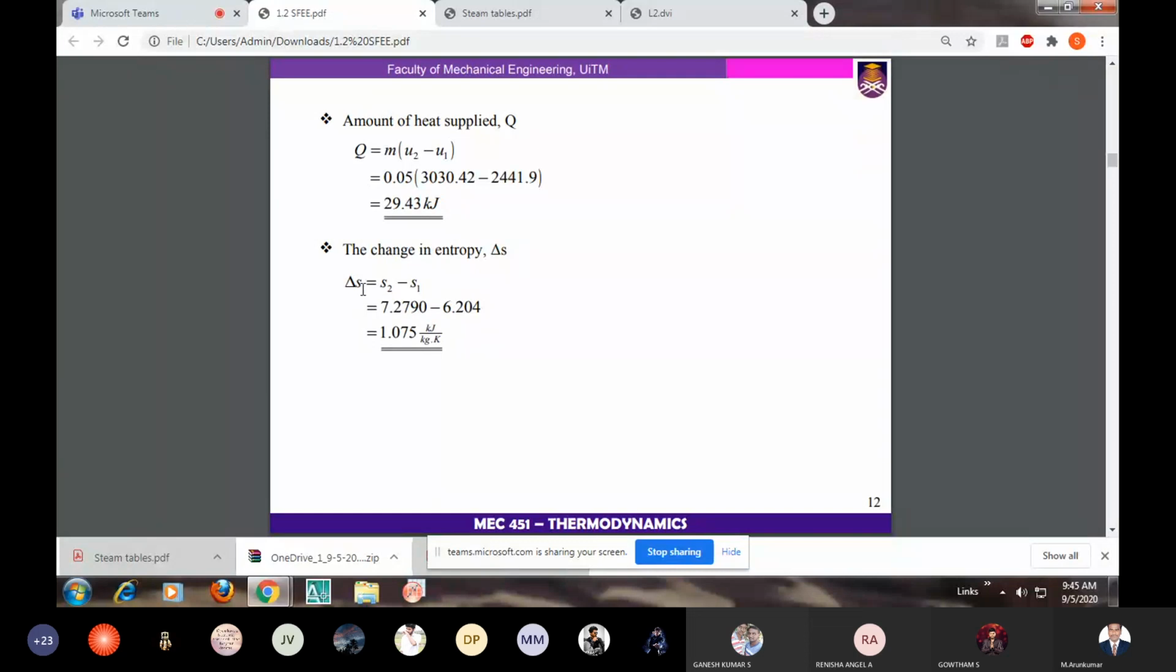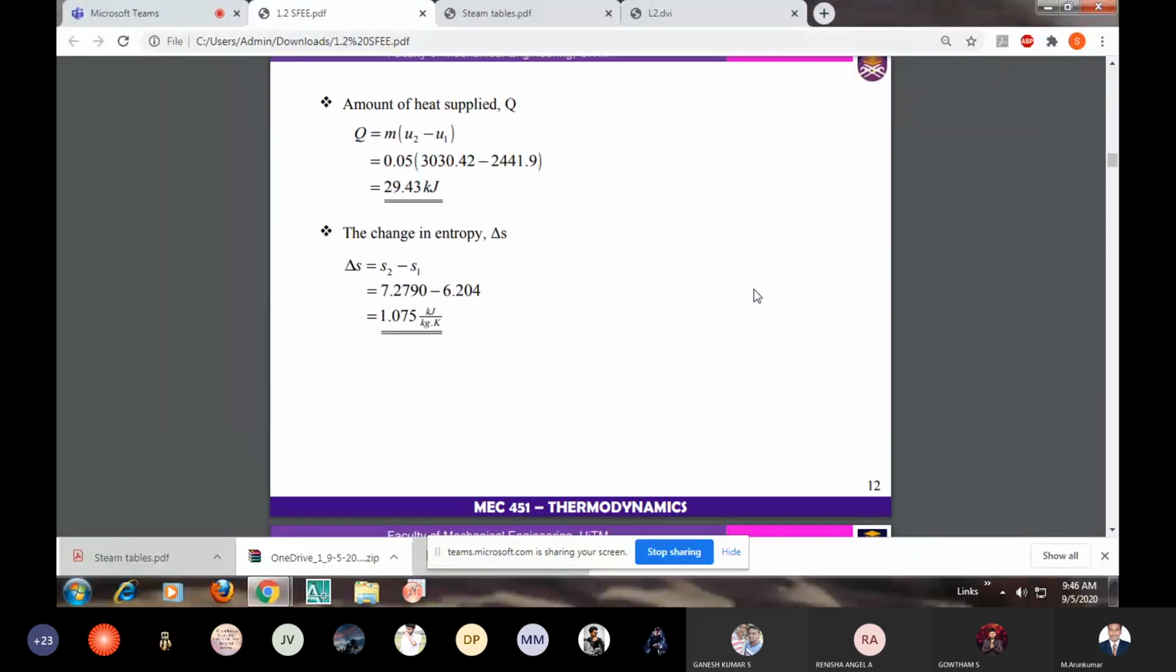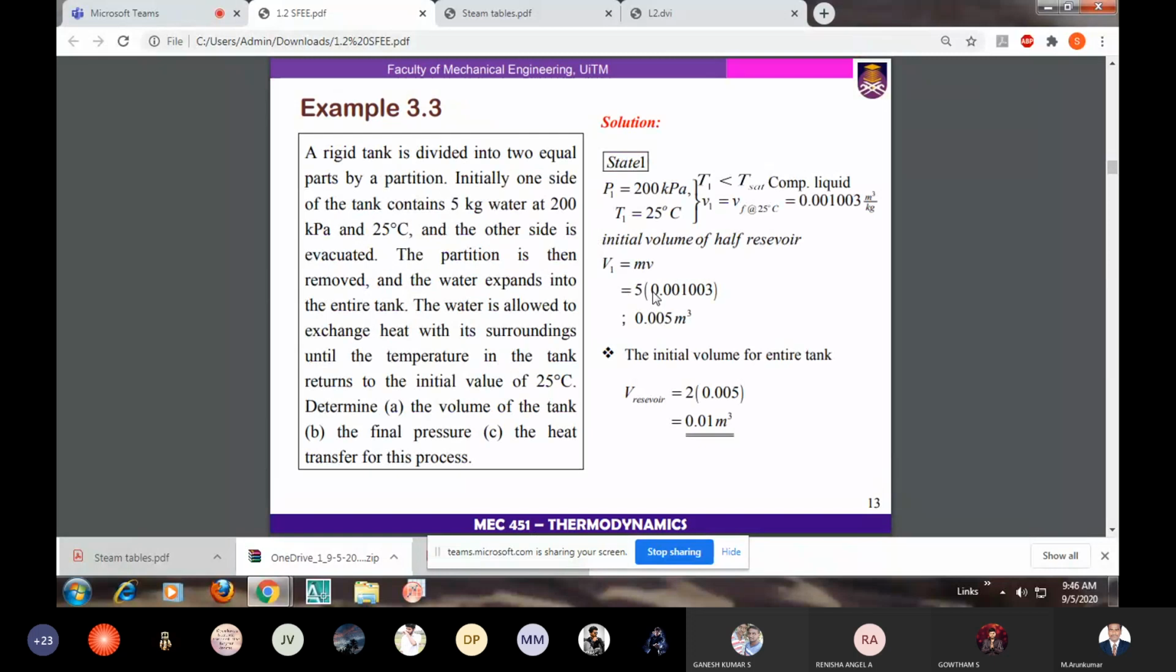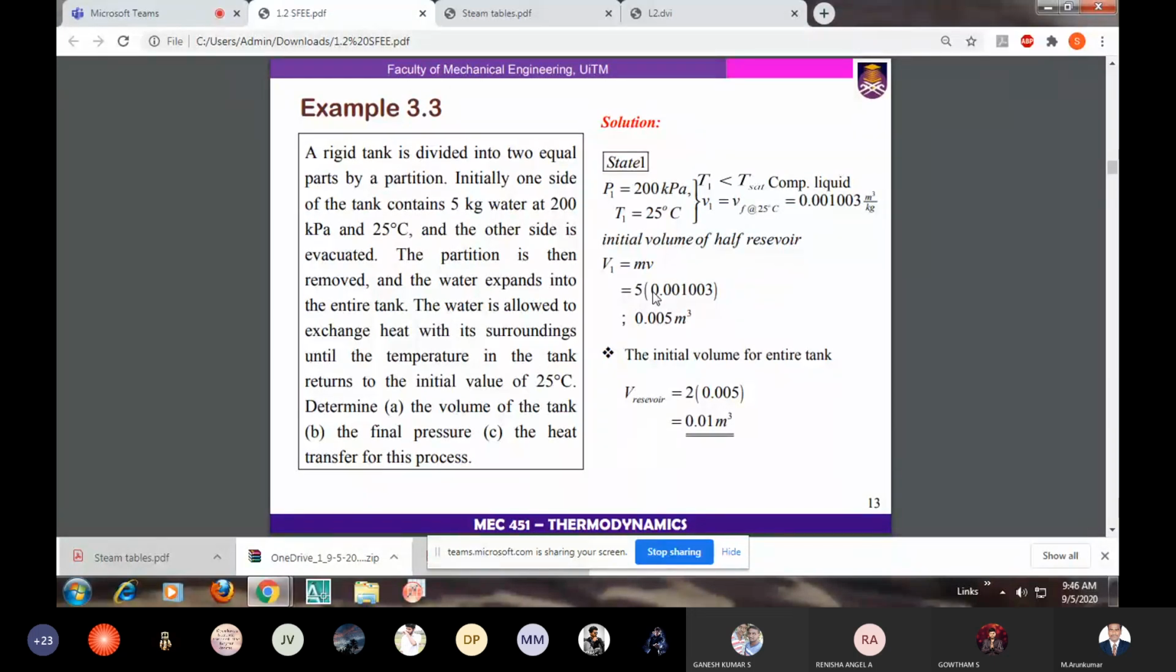These kinds of problems will be in your examination. So just go through the steam tables and this problem once again, then you will have a much better understanding. We just want the values U2, U1, and S2, S1. Because of that, we were using the formulas, right? So this is the answer for that question. The problem will be like that. Then we can move to the next problem.